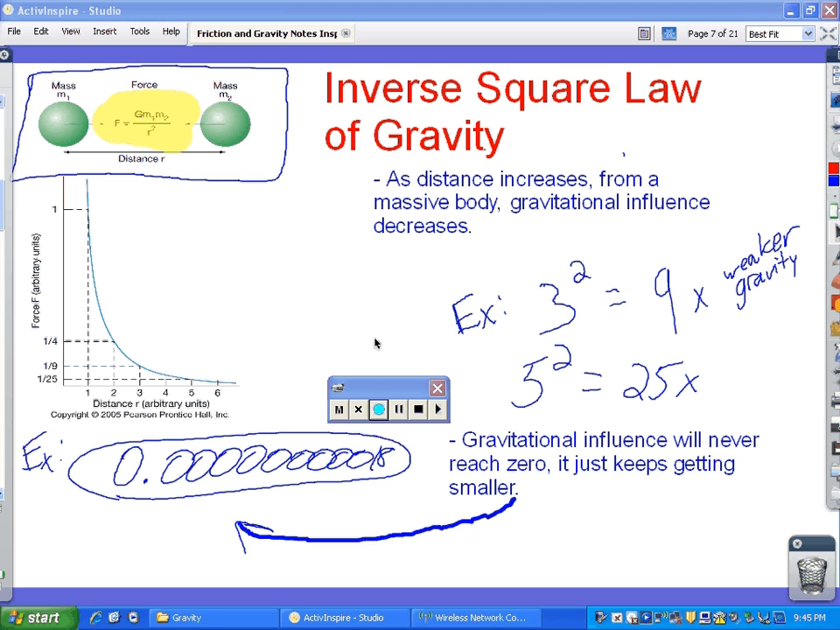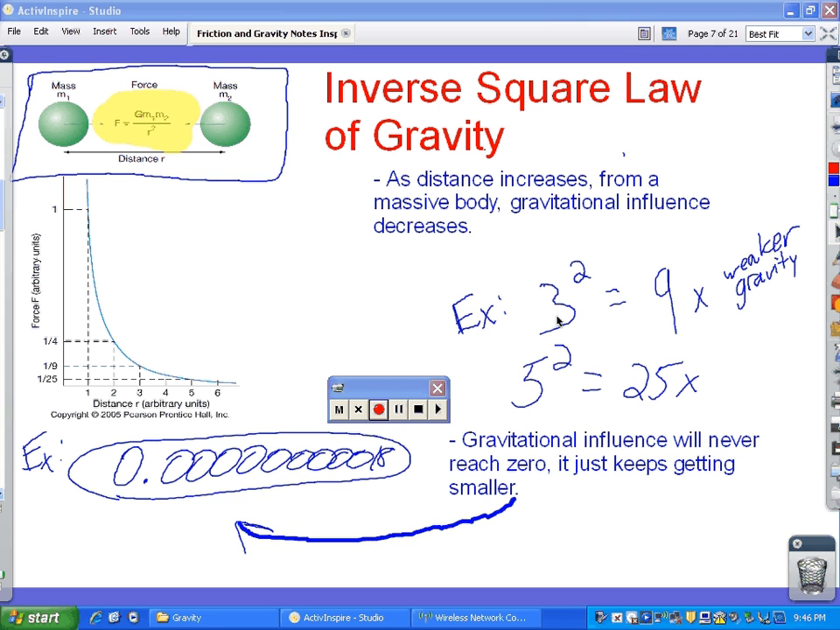Inverse square law of gravity is the basic idea. Mathematically we don't really need to get into it, but what you really need to know is as distance increases, the gravity decreases. It can actually be calculated. For every 3 times you move away from a gravitationally strong object like the sun, for 3 times the distance, it gets 9 times weaker. So that's hence the inverse square.